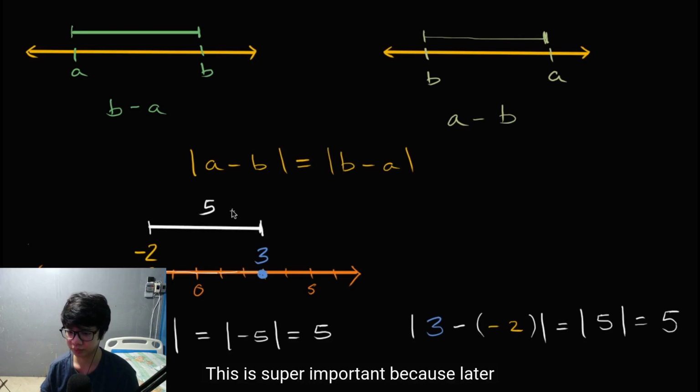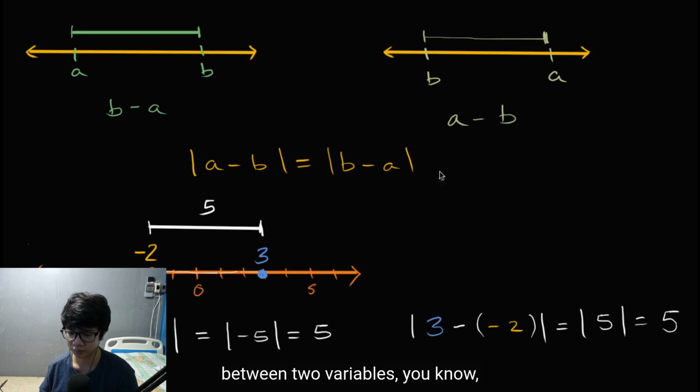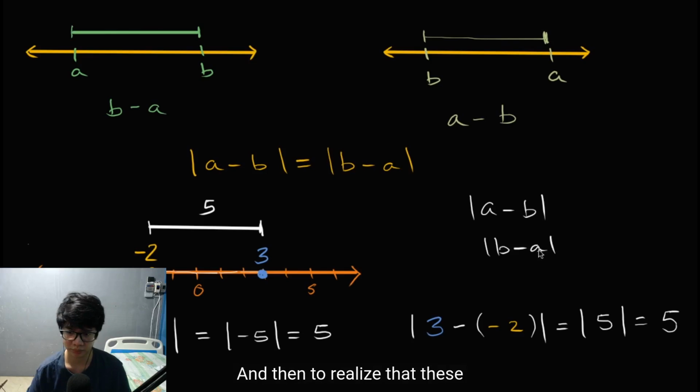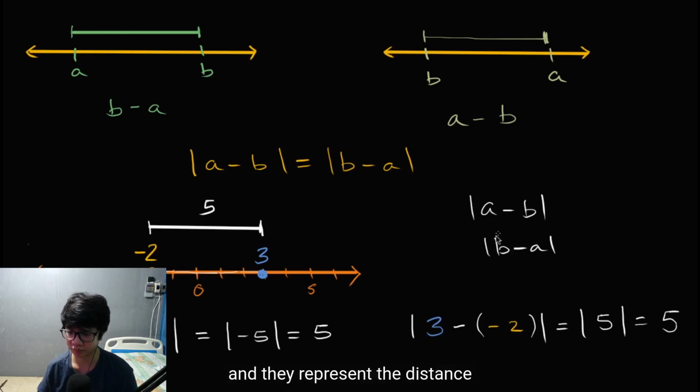And this is super important because later in your mathematical careers, you're going to see a math professor just say, oh, I care about the distance between two variables, a and b, so the distance is a minus b, and then later they might write it like this. And to realize that these are actually the same thing, and they're going to give the same value, and they represent the distance between these numbers.